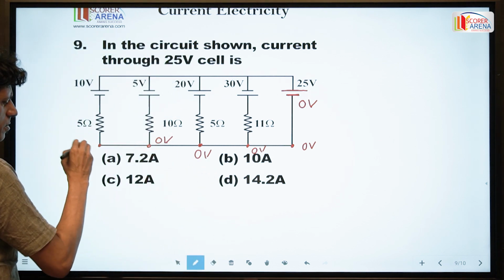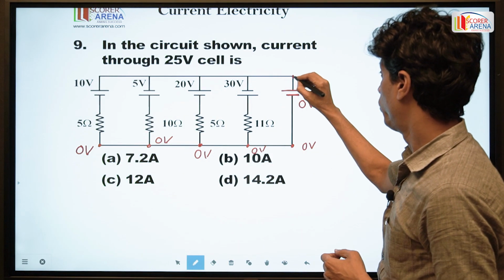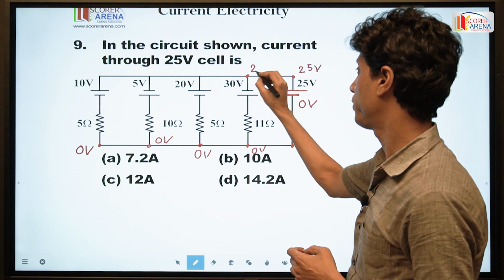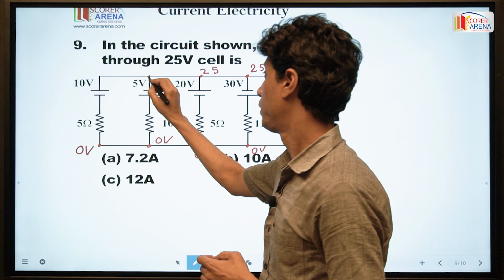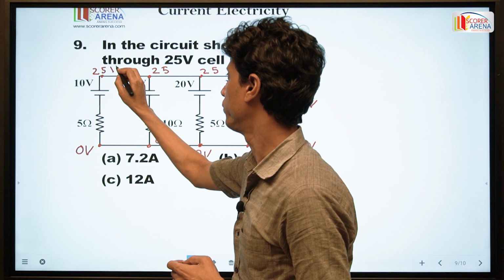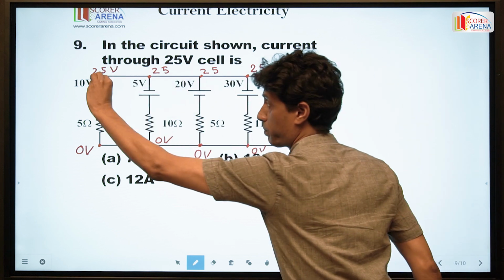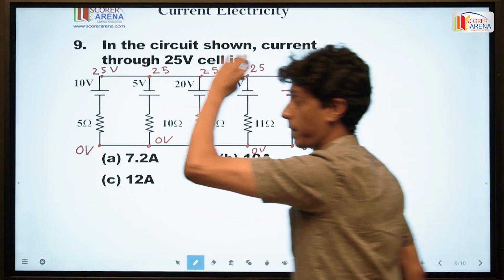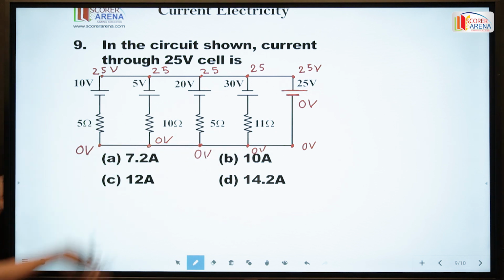and the potential of this node is 0 volt, 0, 0. The potential of this node is 25 volt, 25, 25, 25. So all the nodes have the same potential, since they are connected by a wire having negligible resistance, and the potential of the lower branch, all the nodes, is also 0, 0, 0.